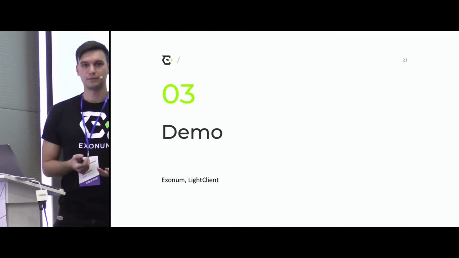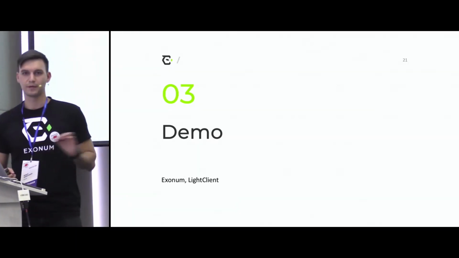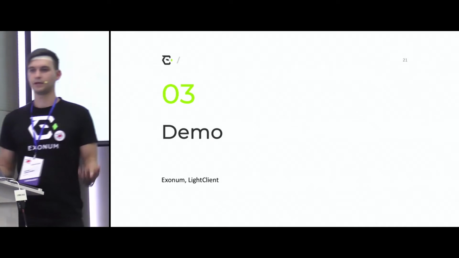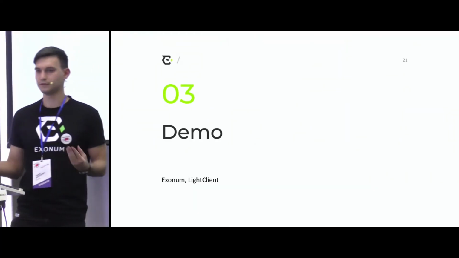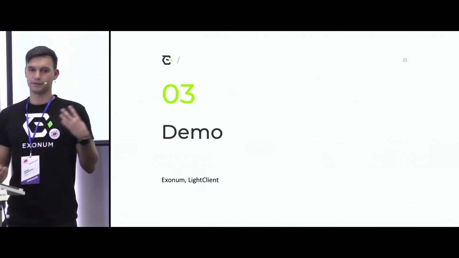Now it's time for the demo, but firstly I want to quickly go through the code of our application. The demo will be based on a simple application we call timestamping. Basically, how it works: we have a file, calculate the hash of the file, and write it in the blockchain. Why do we need it? We need to make a proof that this file had a particular state at a particular time.